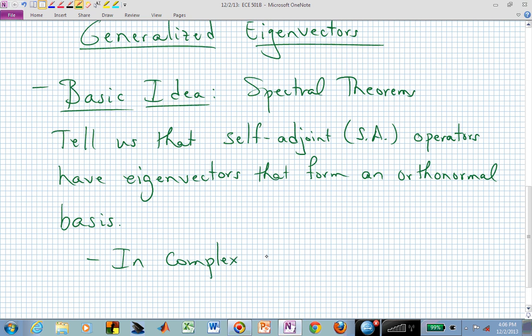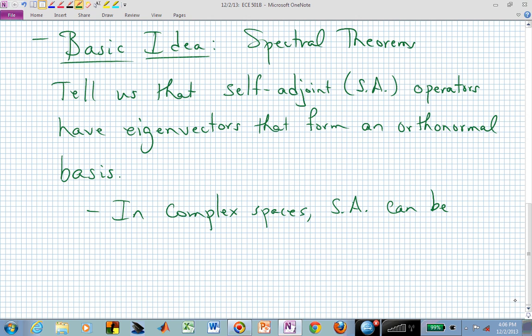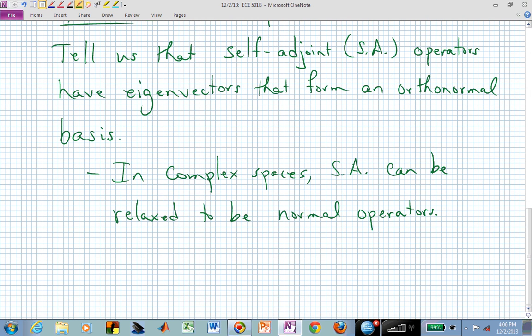In the complex space, if we're working in that domain, in complex spaces, the self-adjoint property can actually be relaxed to being only a normal operator. In complex spaces, the self-adjoint can be relaxed to be just normal operators and not necessarily self-adjoint.